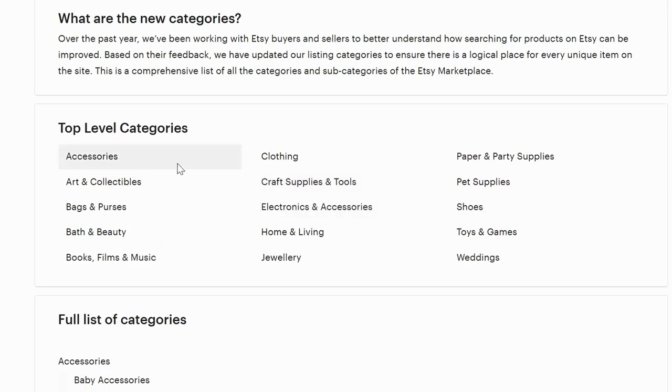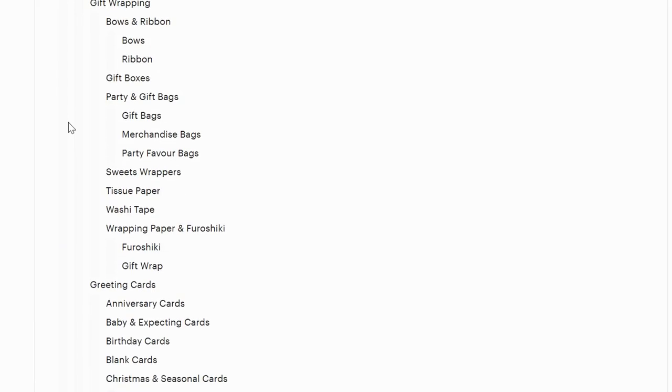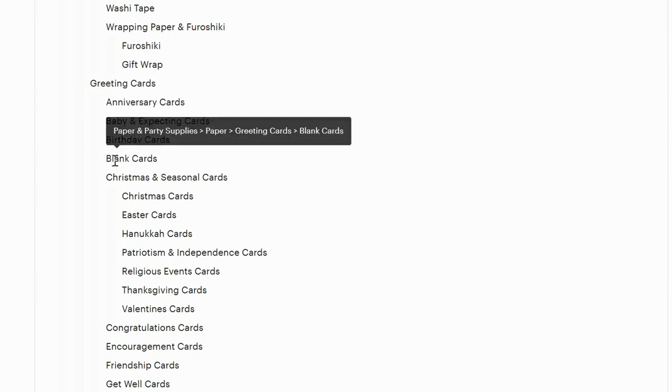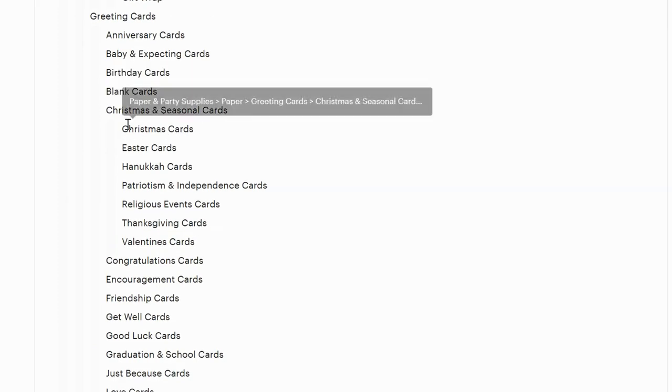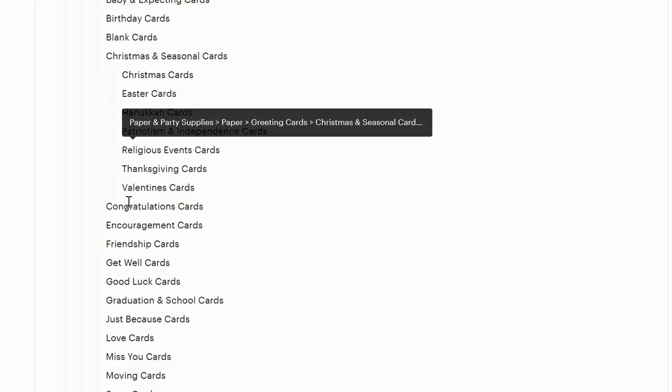So if we start with the top level category, I usually start with paper and party supplies, because that's generally where you can find the digital products hiding. Scrolling through here, if you wanted to create digital greeting cards, printable greeting cards, you might want to go into this category and then have a look at some of the subcategories. As you can see, baby and expecting card, birthday card, blank cards, Christmas and seasonal. Within that seasonal, we've got Christmas, Easter, Hanukkah, patriotism, religious. And then we've got congratulations cards, encouragement cards. So look how many different card sub-niches we have just within that overall category.